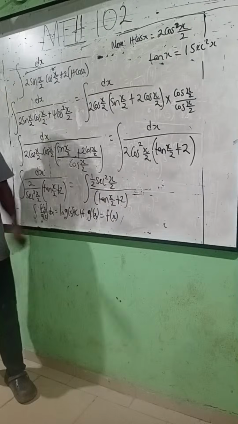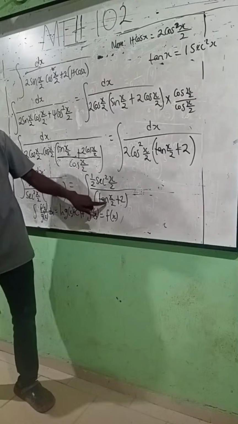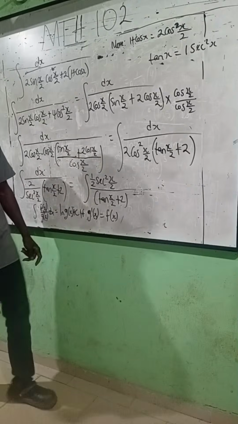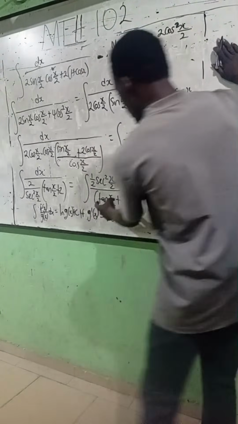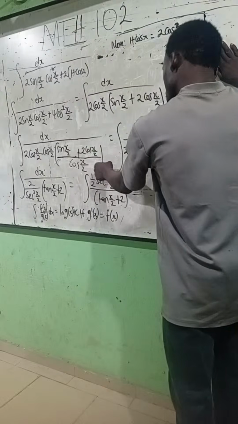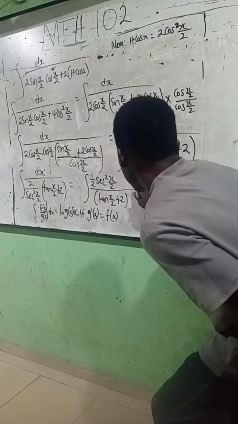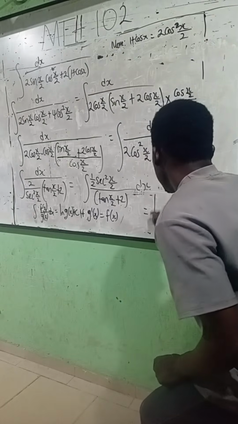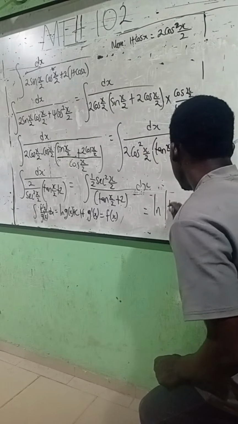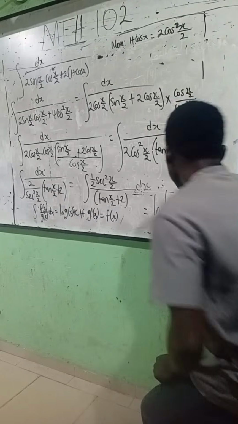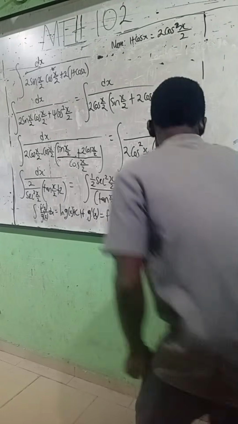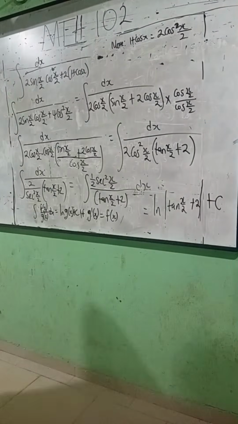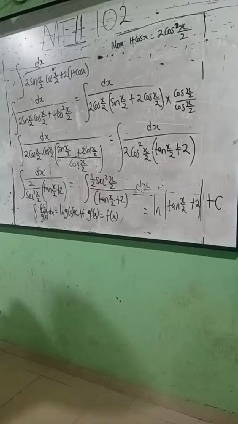Am I communicating? So if we differentiate tan x over 2, we get 1 over 2 sec square x over 2. The derivative of the constant is 0, so it doesn't have any effect. Since the derivative of the bottom can be found in the numerator, then the final answer, this is dx, right? So our final answer now is ln of tan x over 2 plus 2 plus c. That's the answer. Is it clear?